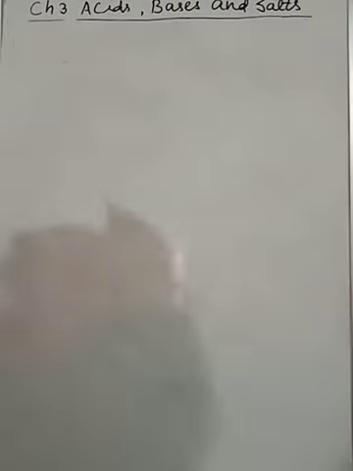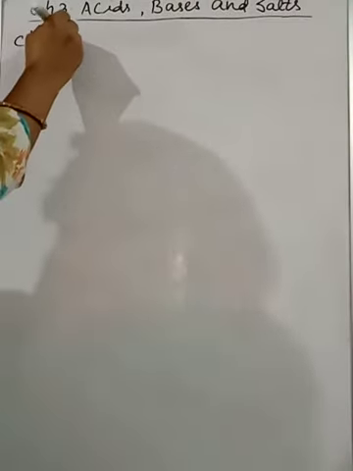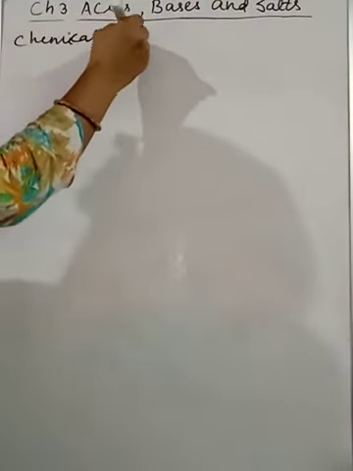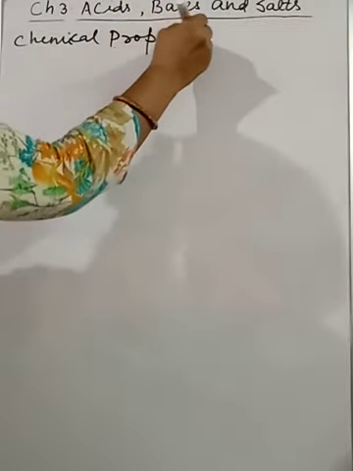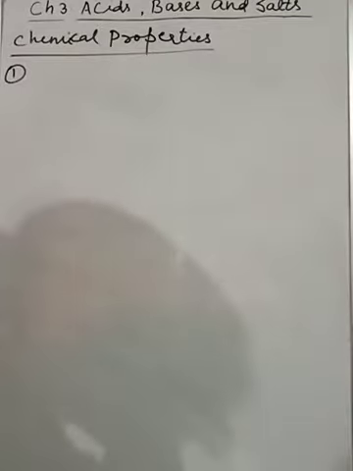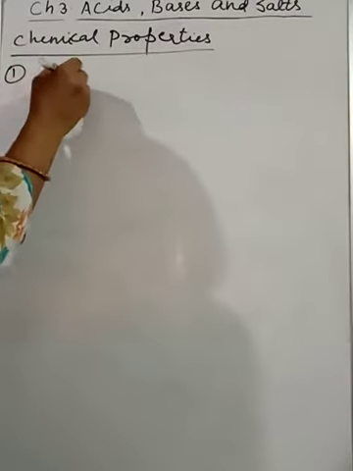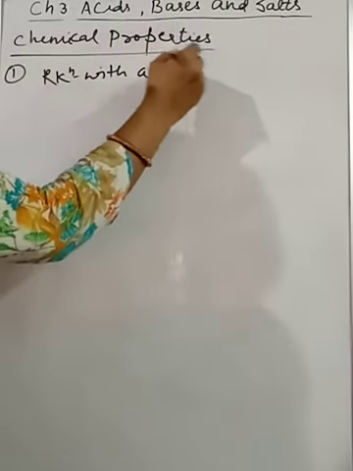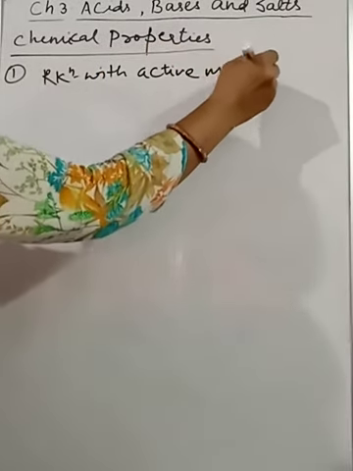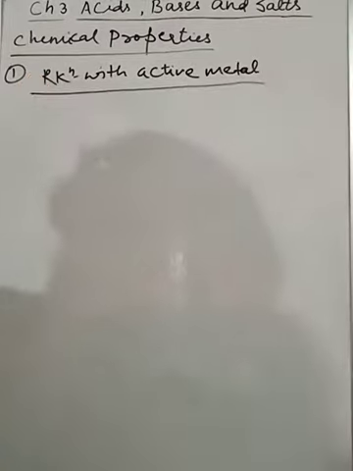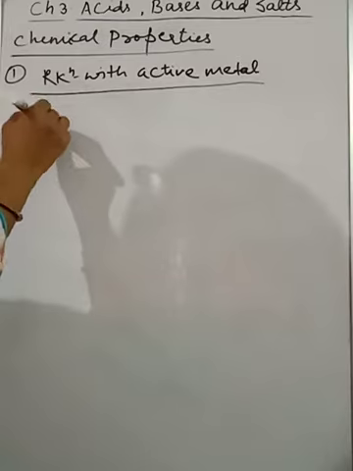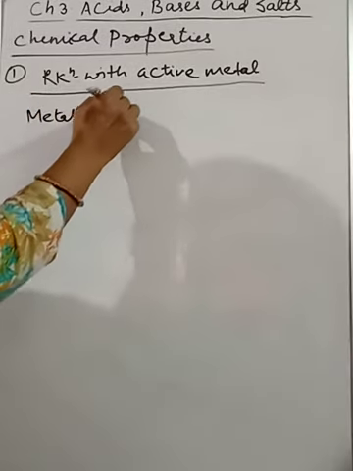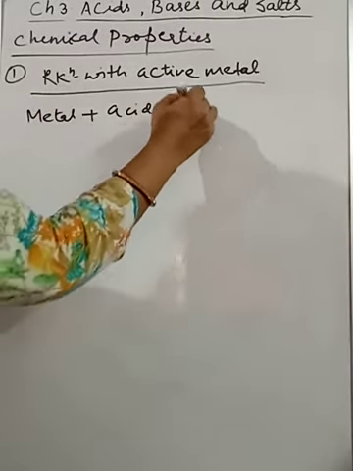First topic is our chemical properties. In that, the first point we will take is reaction with active metals. And for this, first we will take the typical reaction, children. Whenever a metal reacts with acid, means metal plus acid, what will we get, children?